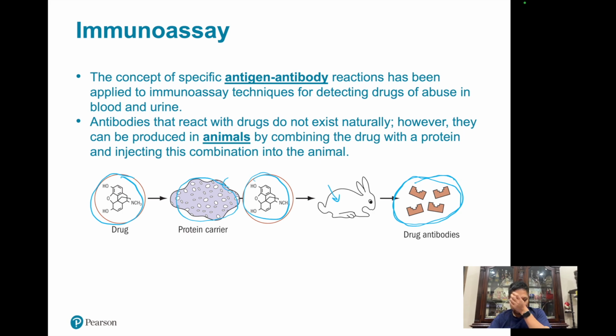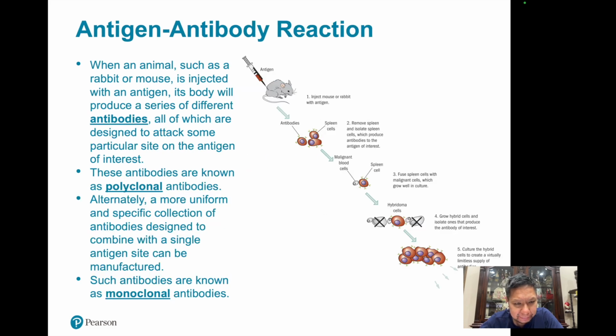So immunoassays are pretty common. I keep on saying amino acids, I'm sorry. Immunoassays are pretty common in forensics. So how do you actually make an antibody? There's a couple of different antibodies to note first.